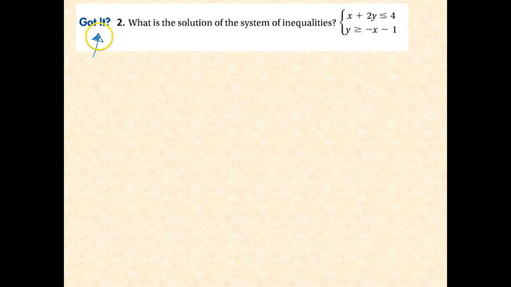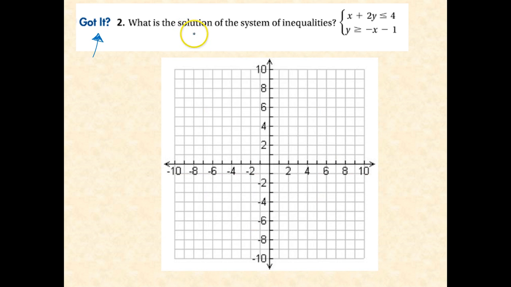By the way, you're probably going to need some graph paper. You can just look up printable graph paper on the internet, and you'll find some. Okay, so let's do this. This one's already in slope-intercept form. My intercept is negative 1, so right about here. My slope is negative 1, so that's down 1, right 1. And it's greater than or equal to, so solid line. Y is greater than, so shade above.